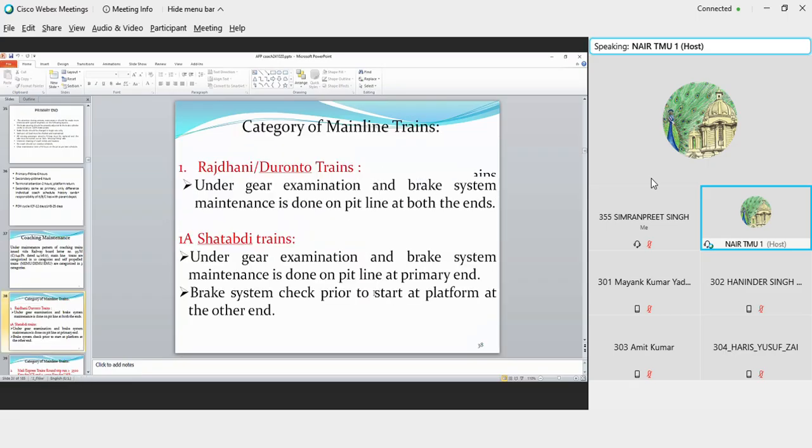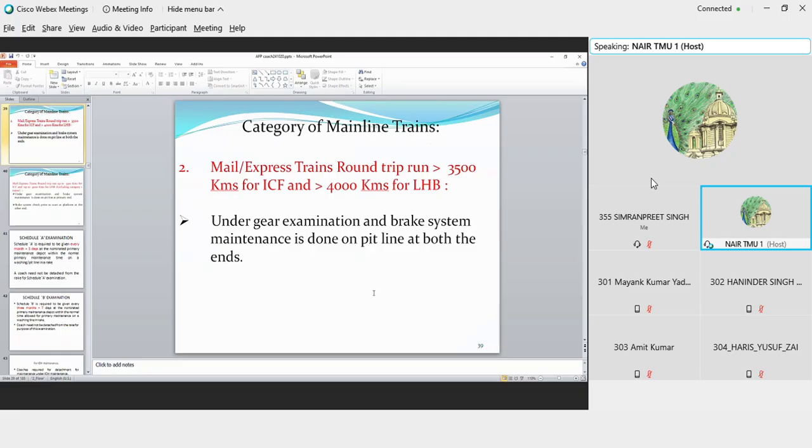You can see what we have done. The basic principle we have tried to follow is that one BPC, if it is an ICF train, should be valid up to 3,500 kilometers. If it is LHB, it should be valid up to 4,000 kilometers. So if you have a day train which is going from say Baroda to Anand, from Anand it goes by another name to Surat, from Surat to say Godhra, from Godhra to say Ratlam and back to Baroda. So one rake has done 7 or 8 trains.